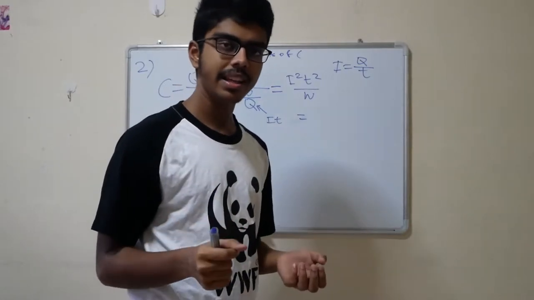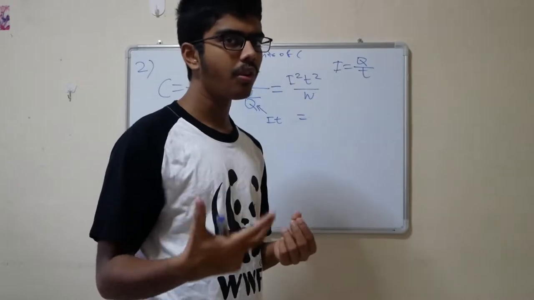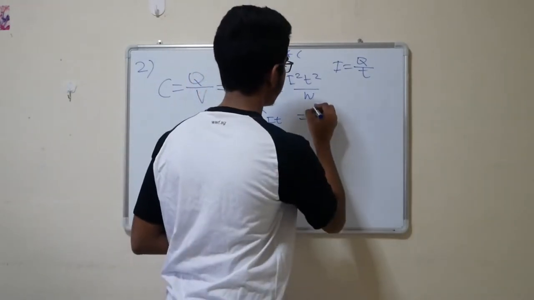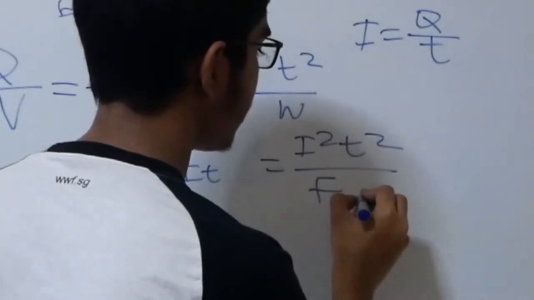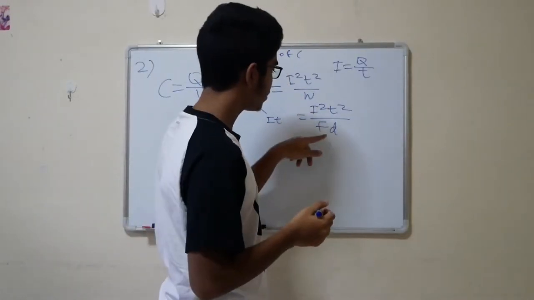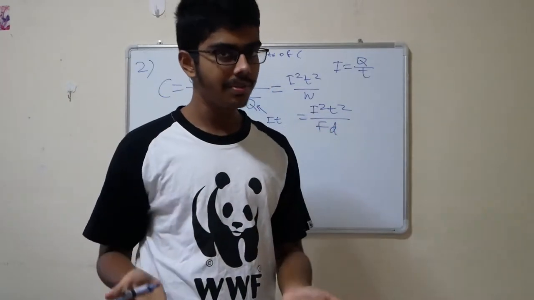Work done. Where do you study it? The topic of forces, you study work done is the force multiplied by the displacement in the direction of the force. So it's I squared T squared over force times distance, which we'll call D. Now, is it still base units? No, force is still not a base unit. What is force? The concept of dynamics.